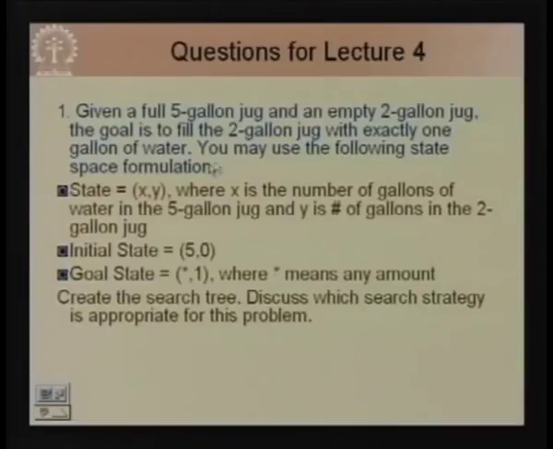I come to the questions for today's lecture. Question 1, you are given a 5-gallon jug and a 2-gallon jug. Initially the 5-gallon jug is full and the 2-gallon jug is empty. Your goal is to fill the 2-gallon jug with exactly 1 gallon of water. So given this problem description, your problem is to create the search tree and discuss which search strategy is appropriate for this problem.